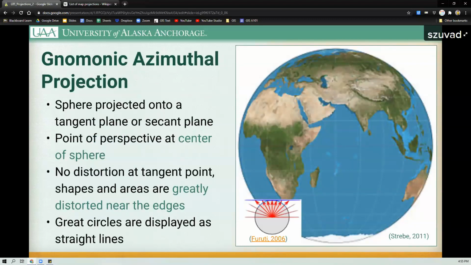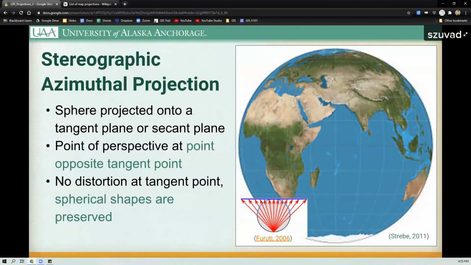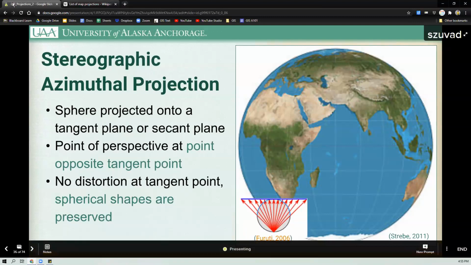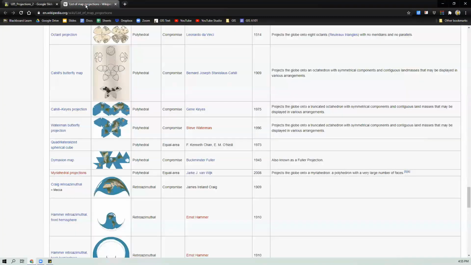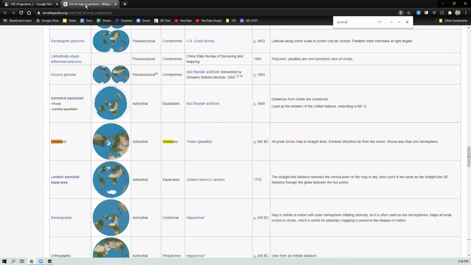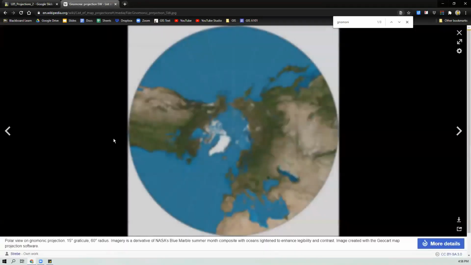So the gnomonic azimuthal projection, one we've already viewed. I don't know if I have the right image in there. I don't. Oh, badly done. I'll have to edit that slide. Let me see if I can bring it up real quickly. There we go. Doesn't look anything like it.